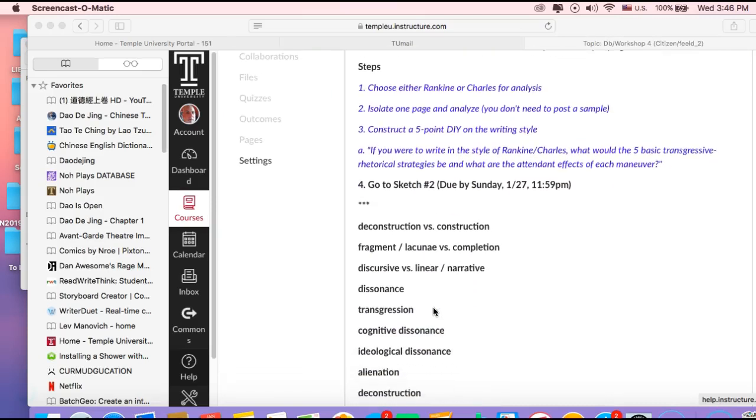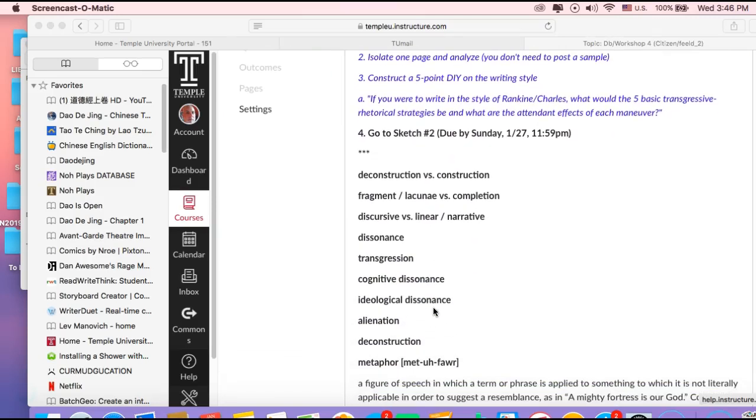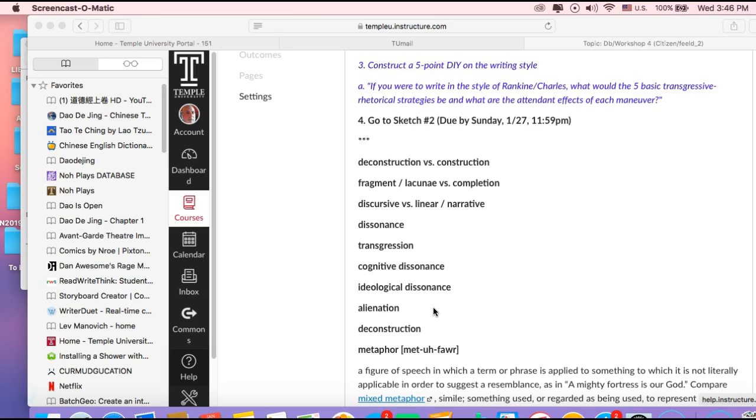Okay, so I updated the list at the bottom with some other words and phrases and keywords that I'll riff on here. So a good way to work this assignment, to first of all analyze it, and then when you're going to try to write sketch two, is think of deconstruction versus construction.